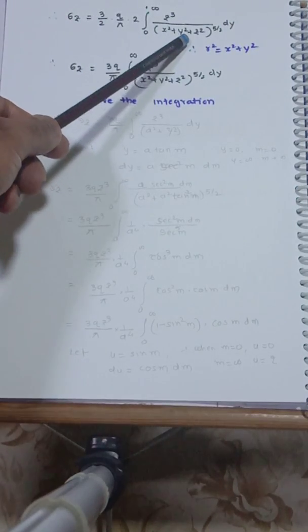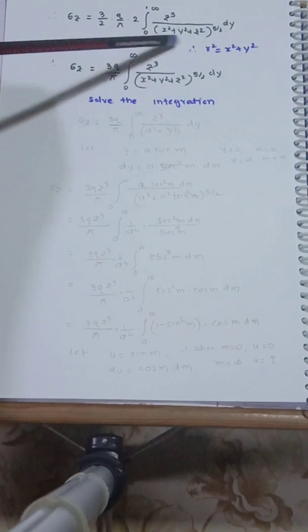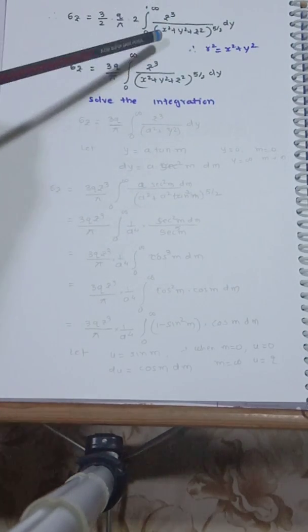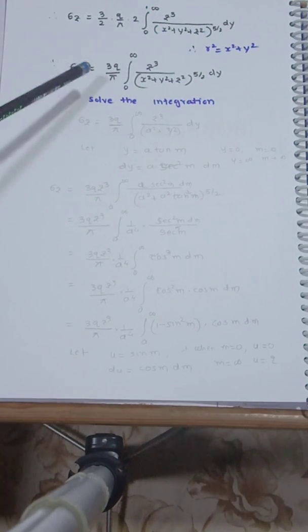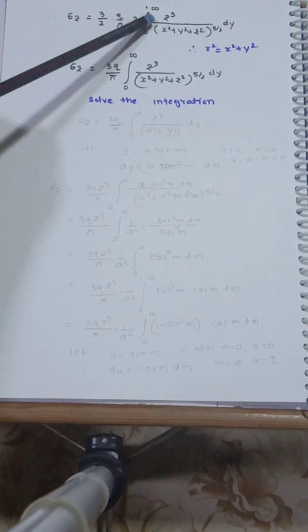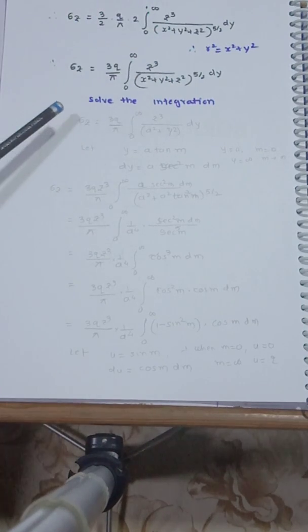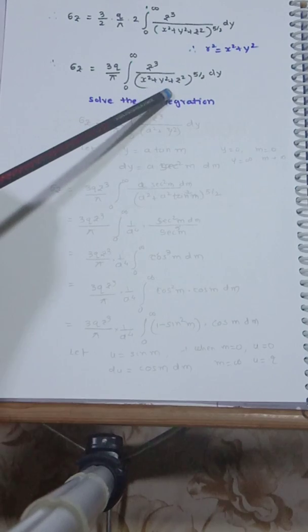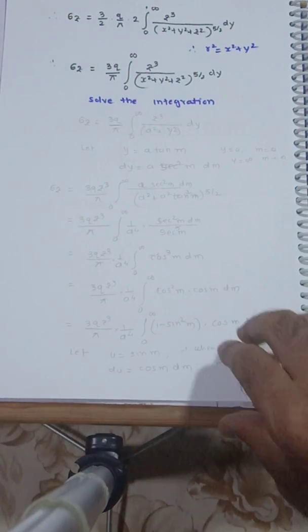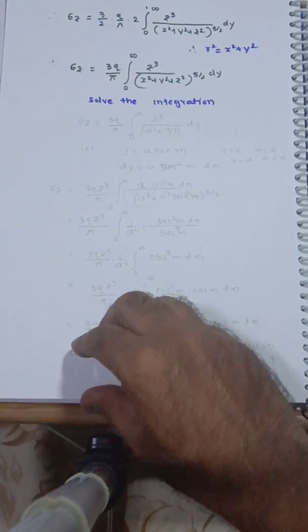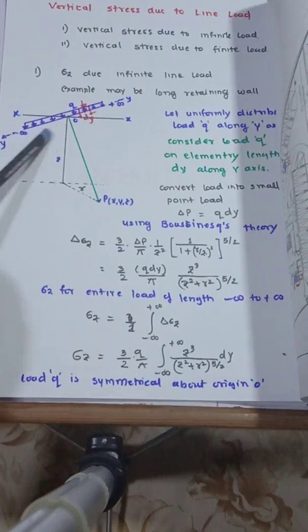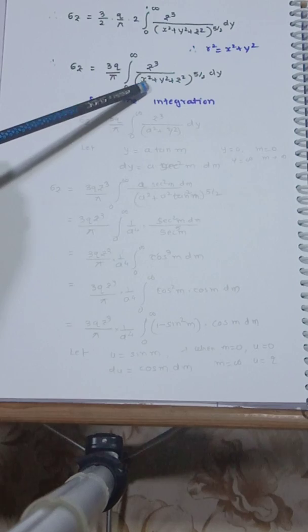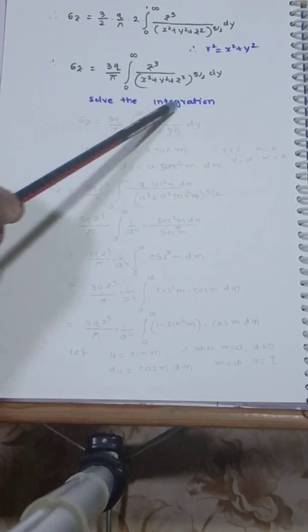Now r is expanded, as r is nothing but the square root of x squared plus y squared. So Z cubed upon (x squared plus y squared plus z squared) to the power 5 by 2, dy. These two get cancelled, and Z is taken outside. Here you will find the variable is y, because the load is along y, and the other parameters are constant. So x and z are constant, and you have to solve the integration.